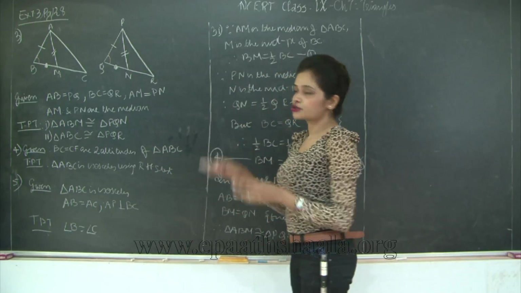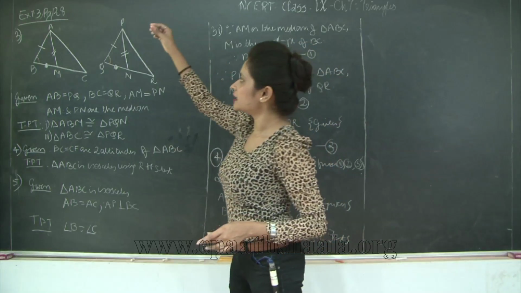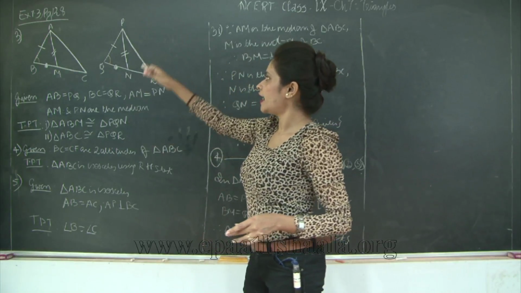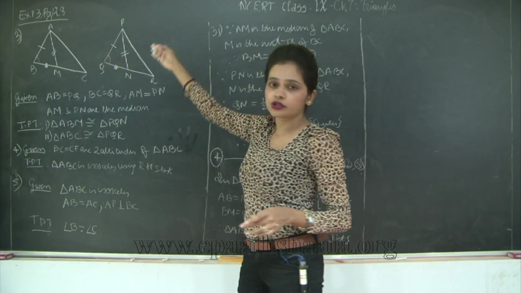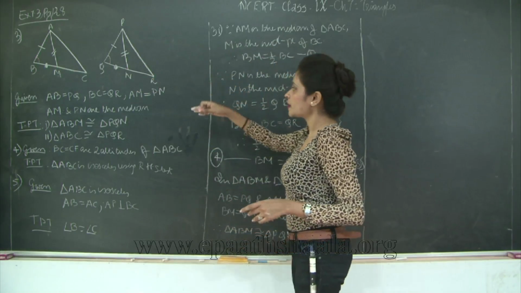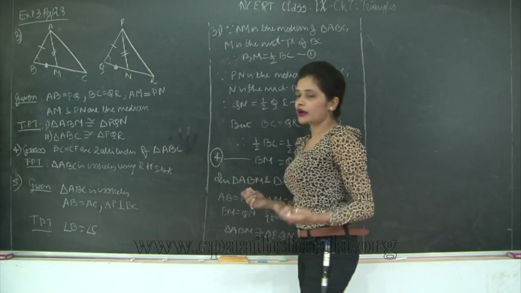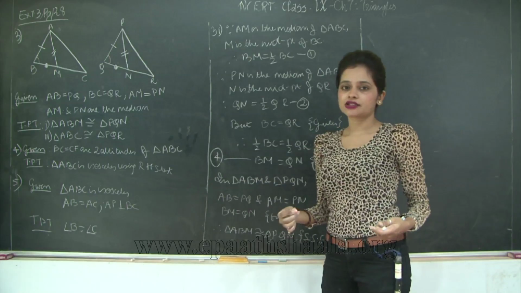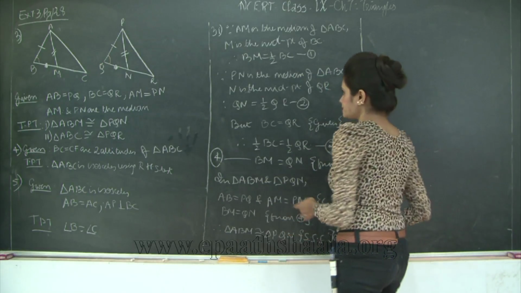Now for the two triangles ABC and PQR, what do I have? I've been given that AB is equal to PQ, then angle ABC is equal to angle PQR, we just proved that, and also I can say that BC is equal to QR, which is given. Therefore, the two triangles are congruent by the side angle side test of congruence, which is nothing but SAS. So let's go ahead and write this.